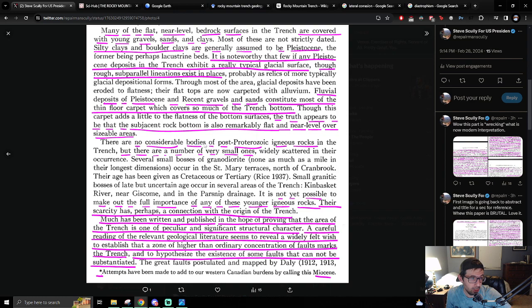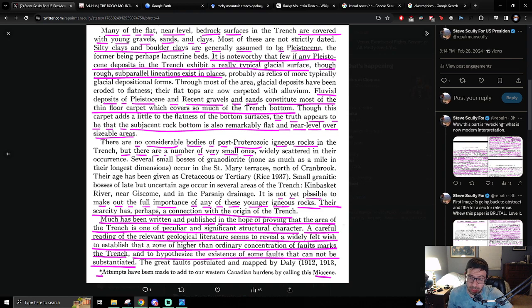There are no considerable bodies of post-Proterozoic igneous rocks in the trench, but there are a number of very small ones. So during the Earth's expansion process, there don't seem to be any considerable bodies of igneous rocks, but very small ones. I don't know what to make of that exactly. It is not yet possible to make out the full importance of any of these younger igneous rocks. Their scarcity has, perhaps, a connection with the origin of the trench.